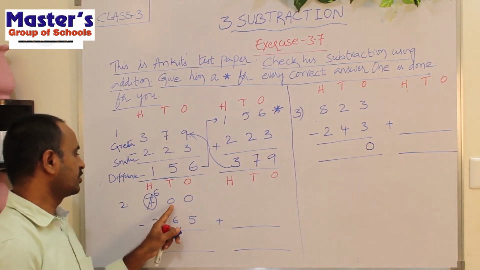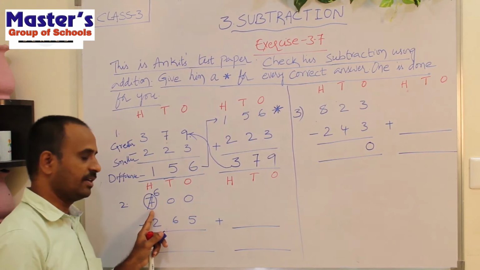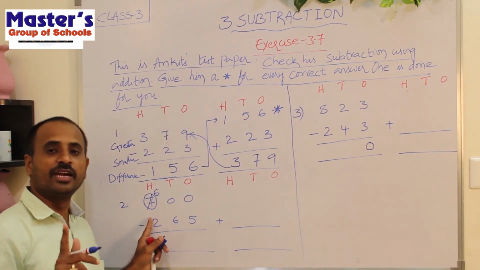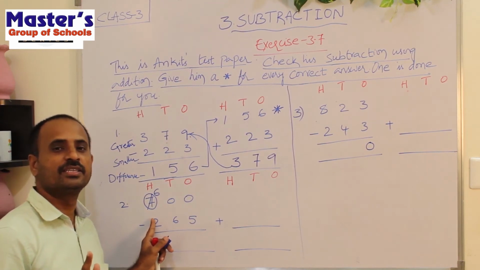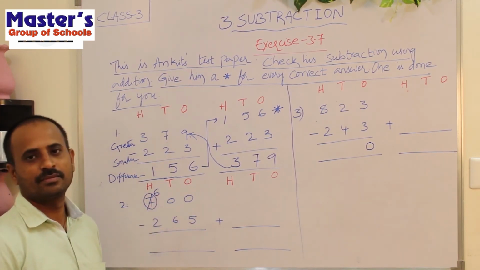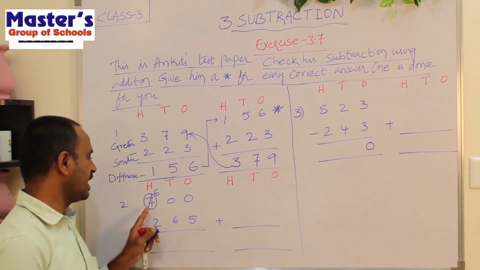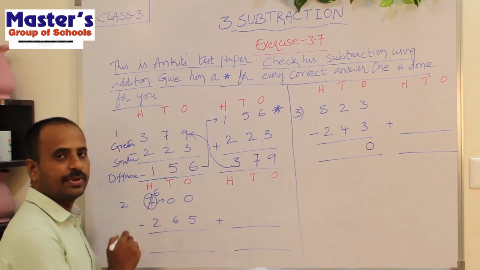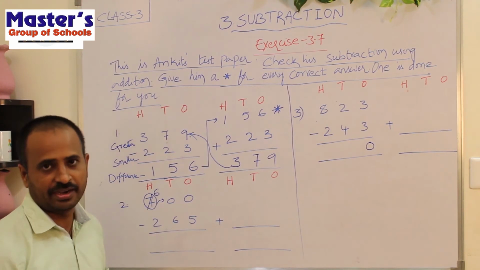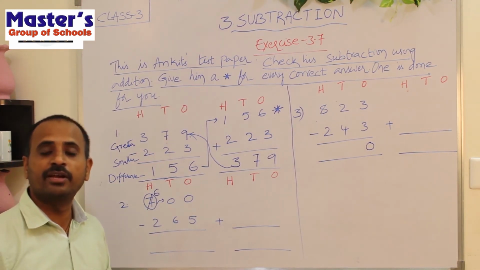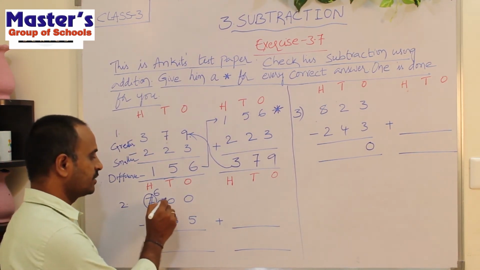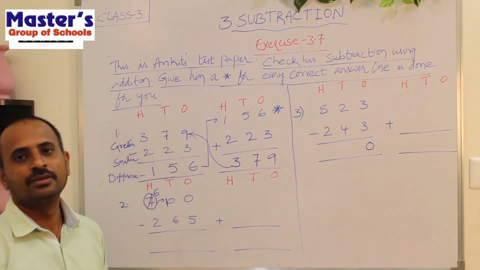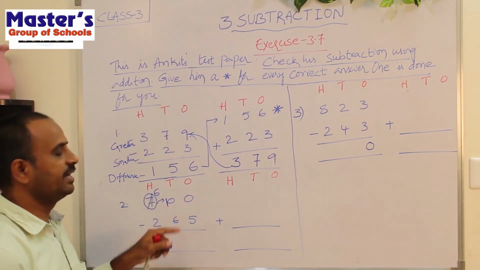So here, next go to hundreds place. There are 7 hundreds. Borrow 100 from 7 hundreds, and there will be 6 hundreds. So now carry 100 to the tens place. If you carry 100 to the tens place, it will become how many tens? It will become 10 tens. So simply write 1 before the digit. So that means there will be 10 tens.